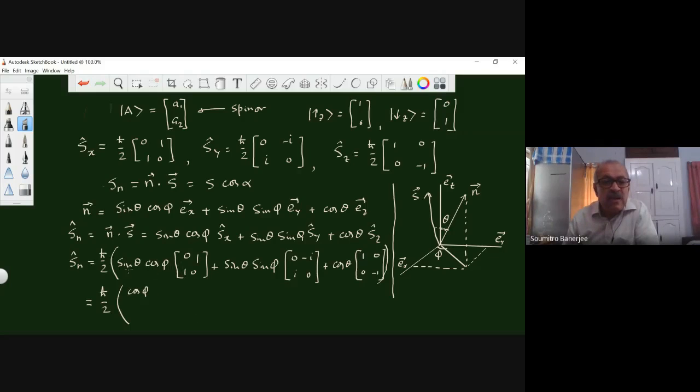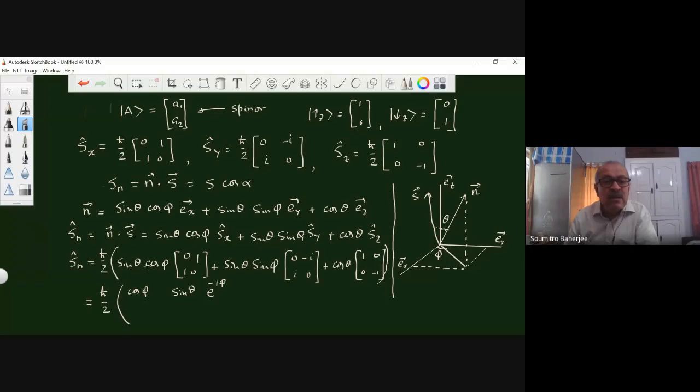This term will be sine theta cos phi. This term is sine theta minus i sine theta sine phi. And this term is 0. So sine theta comes common, so I will write sine theta, and cos phi minus i sine phi is e to the power minus i phi.